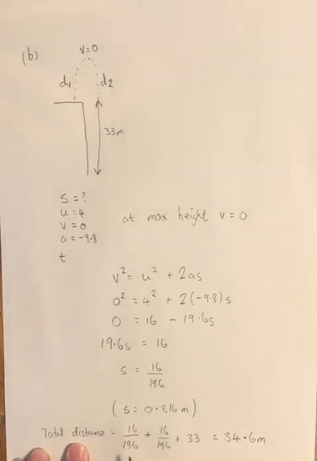So I've put that in brackets there because we're not rounding until the end, so we're not doing any early rounding. So the total distance would be 16 over 19.6 plus the same again, so that's D1, that's D2, and then add on the 33 metres, and that gives us 34.6 metres.